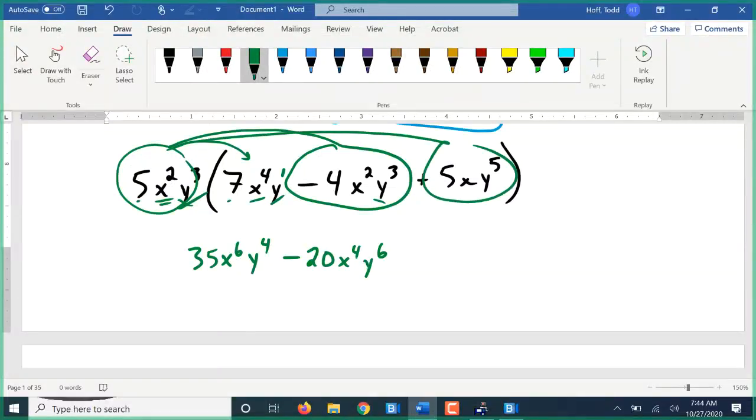Then we take the 5x squared y to the third times 5xy to the fifth. 5 times 5 is 25. It's positive, so we're going to put a plus in front of it. Positive 25. X squared times x, again, think of that as x to the one, so that's x to the third. And y to the third times y to the fifth is y to the eighth.